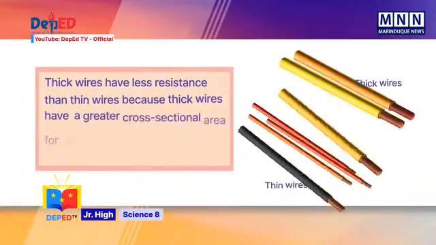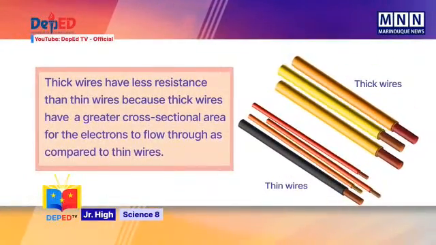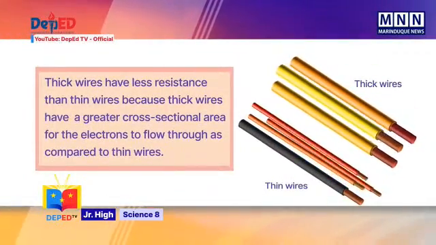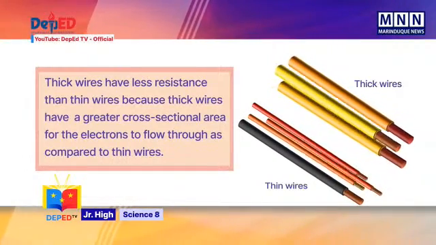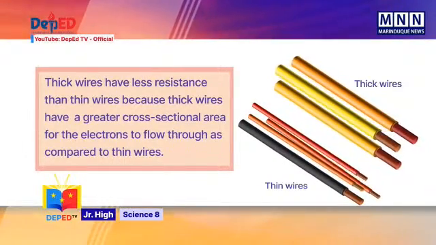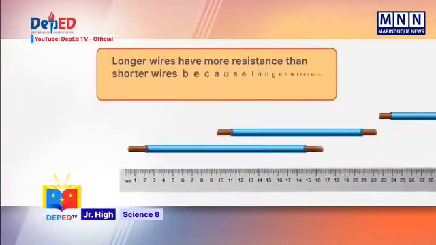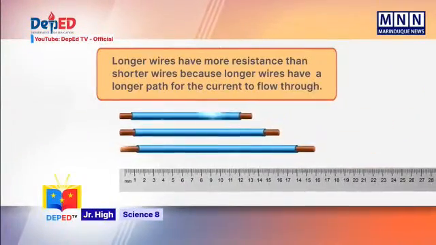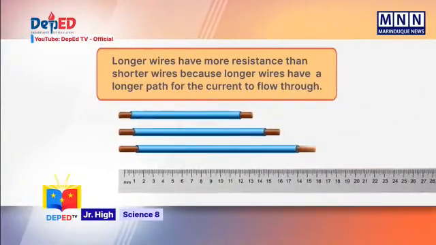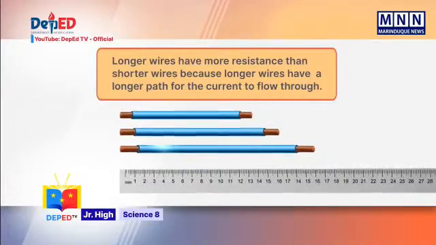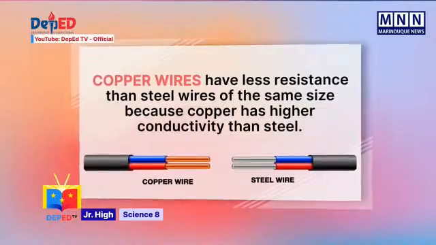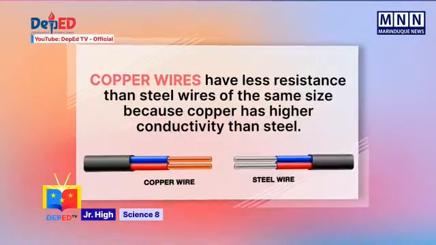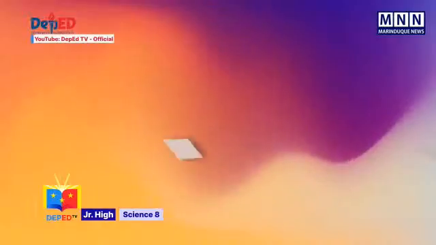Thick wires have less resistance than thin wires because thick wires have a greater cross-sectional area for the electrons to flow through as compared to thin wires. Longer wires have more resistance than shorter wires because longer wires have a longer path for the current to flow. Copper wires have less resistance than steel wires of the same size because copper has higher conductivity than steel.